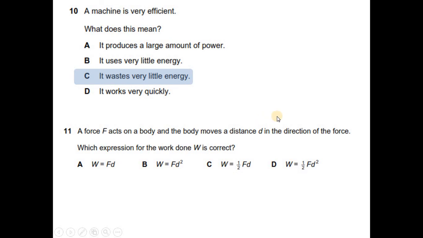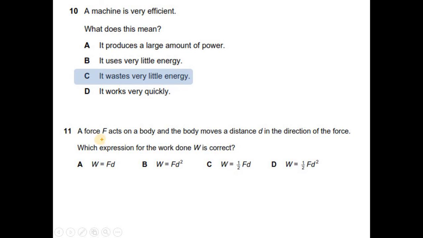11. A force F acts on a body and the body moves a distance d in the direction of the force. Which expression for the work done W is correct? Clearly, it's again a straightforward question.